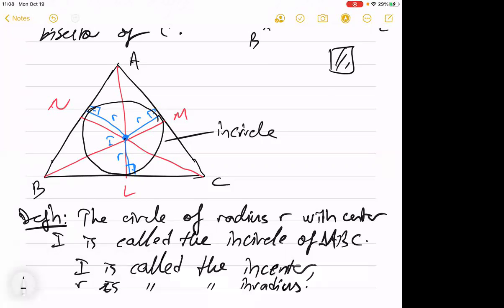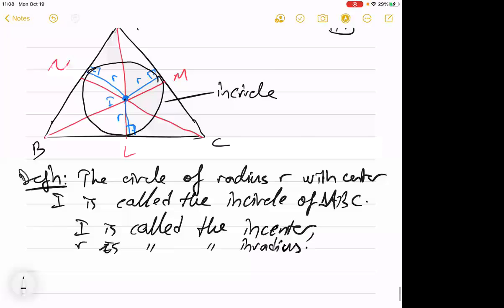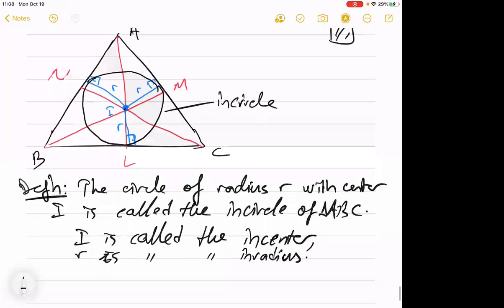Okay. So that's it about angle bisectors.